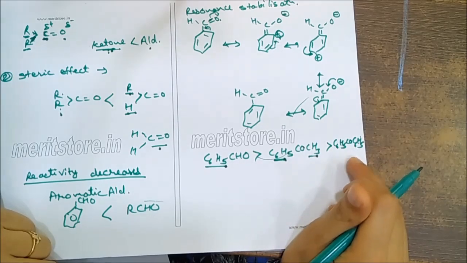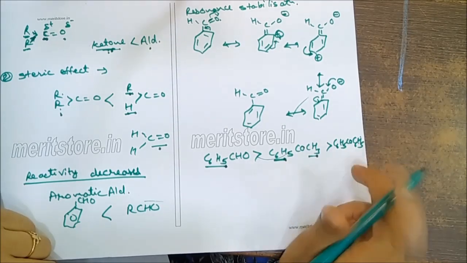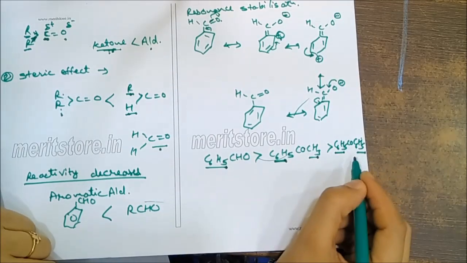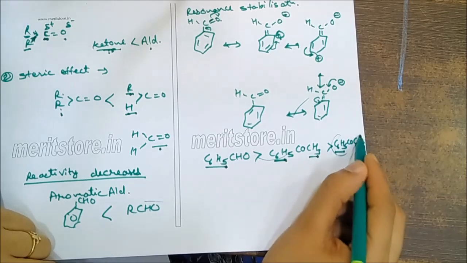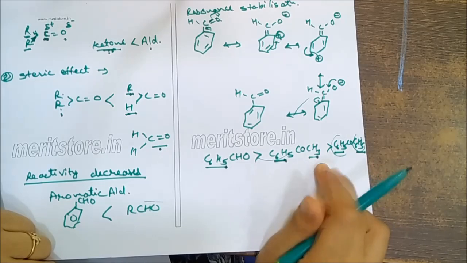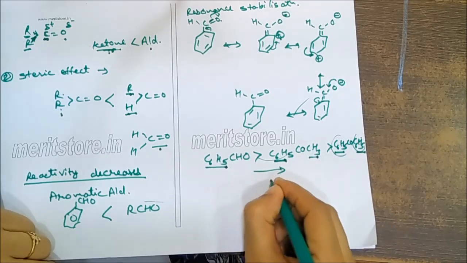And in C6H5 there are two benzene rings that will affect the steric effect and plus resonance effect, so it will be less reactive as compared to this. So the reactivity order will decrease.